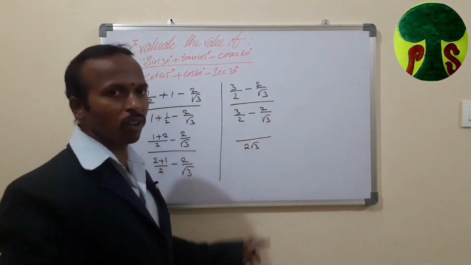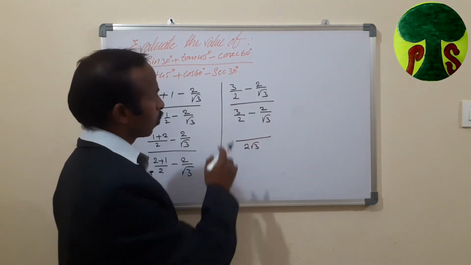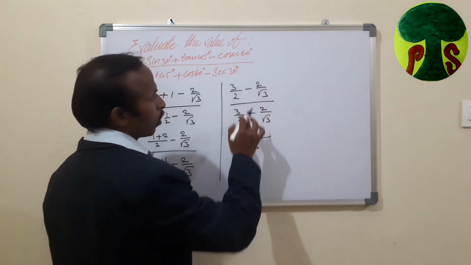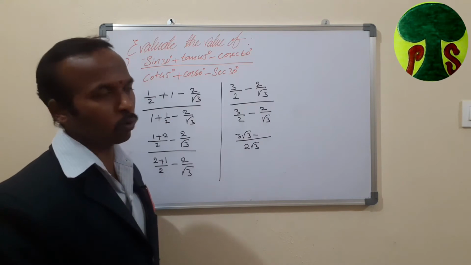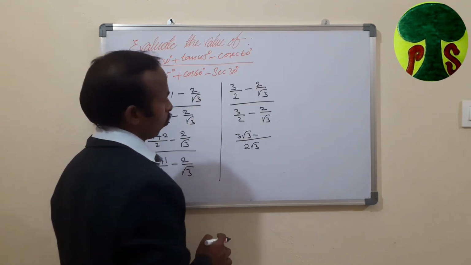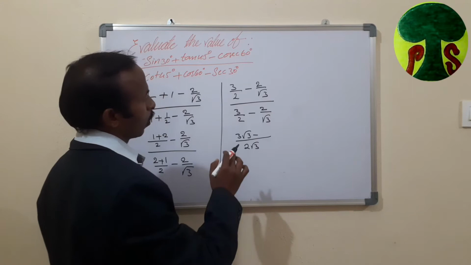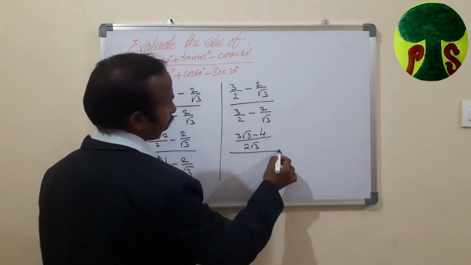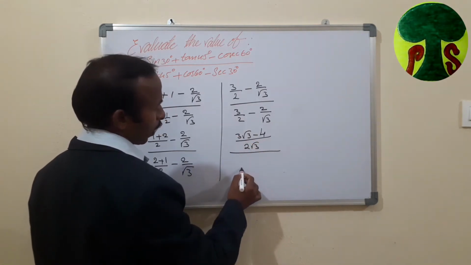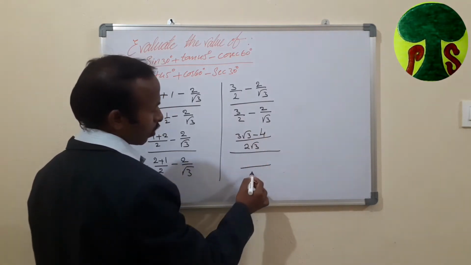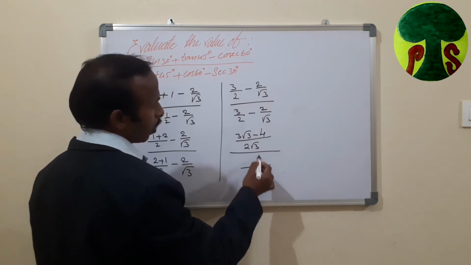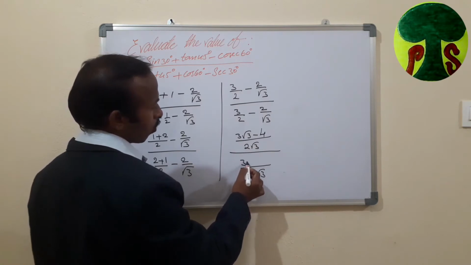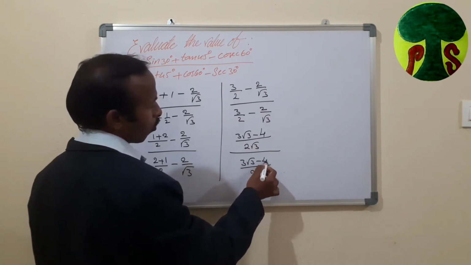Now apply the LCM for the 3 by 2 fraction. Then 2 gets cancelled. 3 root 3 minus. Again you have to apply the LCM for the 2 by root 3 fraction. 2 by root 3 into 2 root 3. So root 3 gets cancelled. Here 2 2's 4. Next here also, in the same way we will take the LCM, that is 2 root 3. Now apply the LCM for this fraction, that is 3 root 3 minus 4.